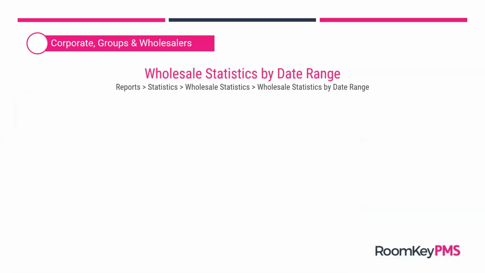So the next report that I'd like to highlight is found in our statistics section in the reporting menu, in our standard reporting menu in Roomkey. It's called the Wholesale Statistics by Date Range. You'll find this in the Wholesale Statistics subgroup, and it's simply called Wholesale Statistics by Date Range. Now, again, this report by date range is one of those unique reports that does allow you to pull information within a full year date range.